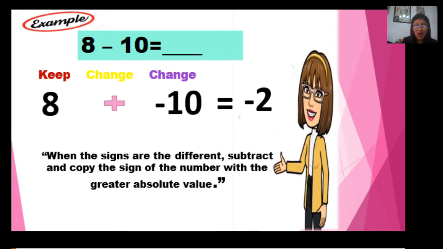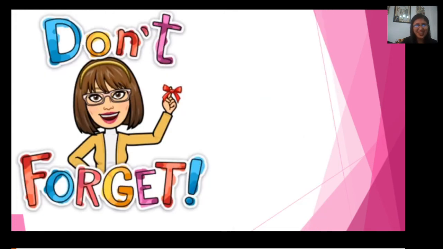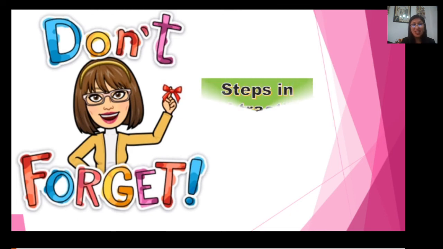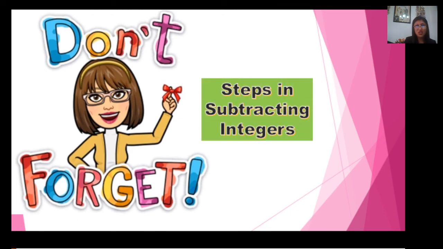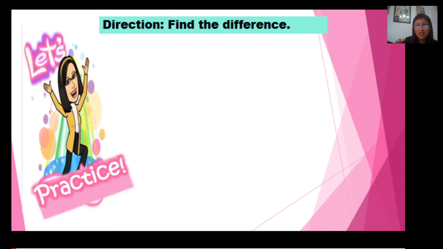That's our rules for subtraction of integers. I hope that you have understood it. Alright. Don't forget the steps in subtracting integers. You will be using it in our practice or exercises. Let's find the difference.